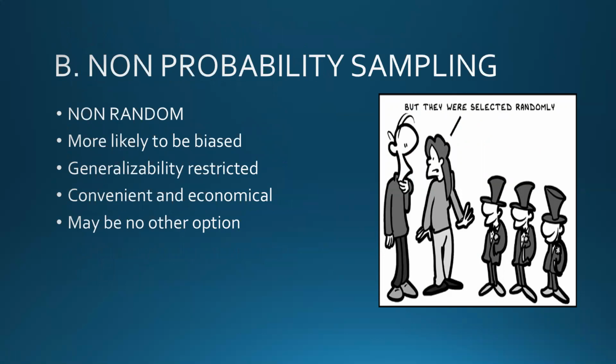Non-probability sampling is not random, and as such, it's very difficult to make a case for cause and effect. So this kind of study, most often, looks at a relationship between characteristics, which is called a correlation. Because there's an increased risk for bias, we cannot easily generalize this to other groups. But this type of sampling is more convenient and economical, and sometimes there's no other option.